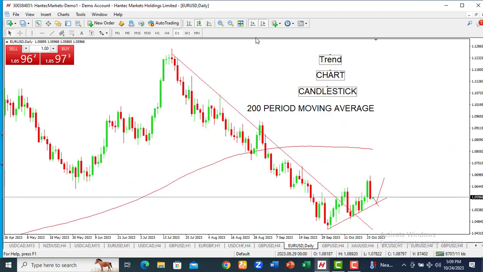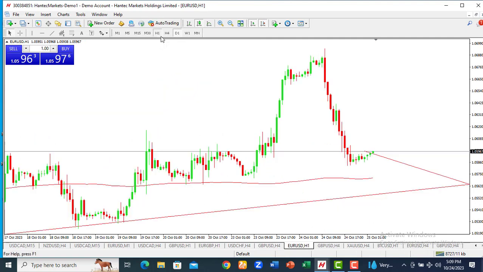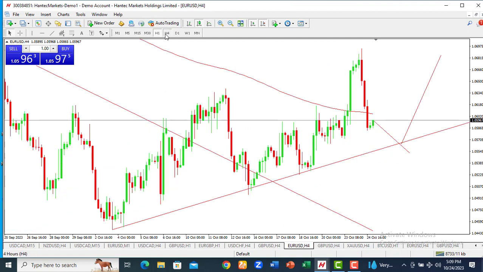Based on chart, trend and trend, we are looking for a buy in the market. Based on chart and trend, Euro USD for today is a buy after the retracement is done. Immediately after the retracement is done, you can now go in for a buy.